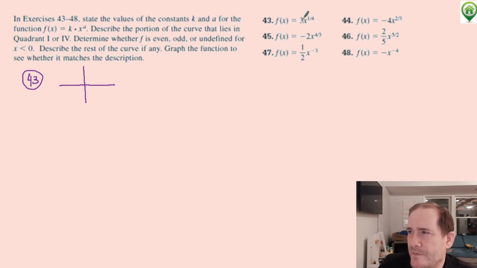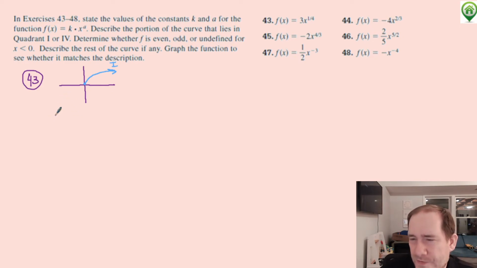So what's happening? We're positive, so we're in quadrant 1, that's for sure. Our power is 1/4, so that means we're going to get this concave down shape. And then because the denominator is 4, which is even, we're taking a 4th root. 4th roots of negatives are imaginary, so I should have no left-hand side. So this is the whole graph right here. So describe the rest of the curve, if any.